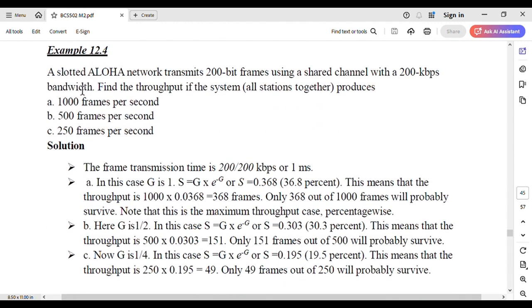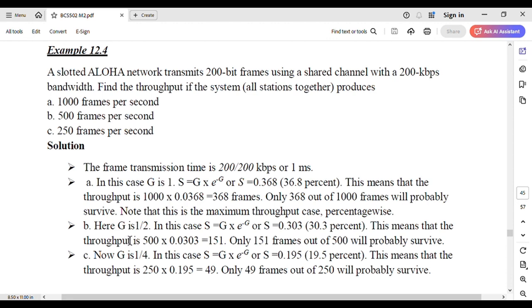Next, another example. A slotted Aloha network transmits 200-bit frames using a shared channel with 200 kbps bandwidth. Find the throughput if the system produces 1000 frames per second, 500 frames per second, and 250 frames per second. We can reduce the 200 kbps to 1 millisecond per frame. In this case, G is equal to 1, and S is equal to G times e to the power of minus G, which is 0.368 or 36.8%. This means that 1000 times 0.368 gives 368 frames that will probably survive, and the remaining are discarded.